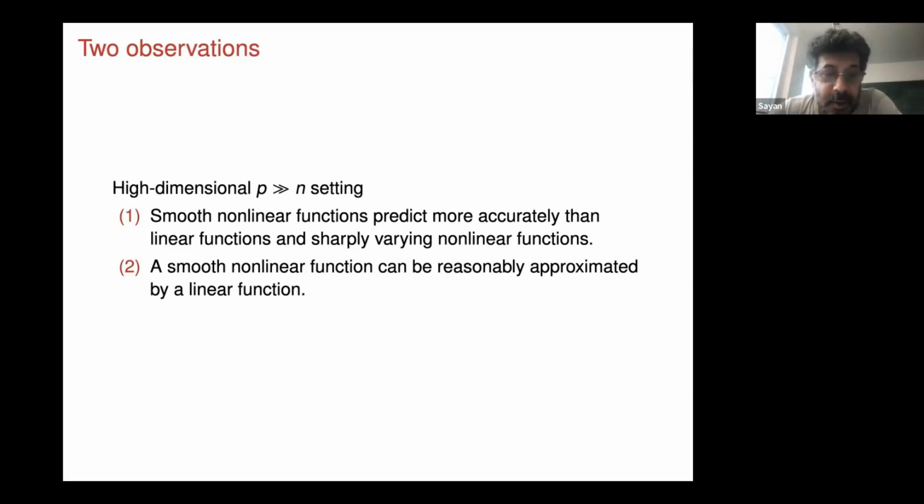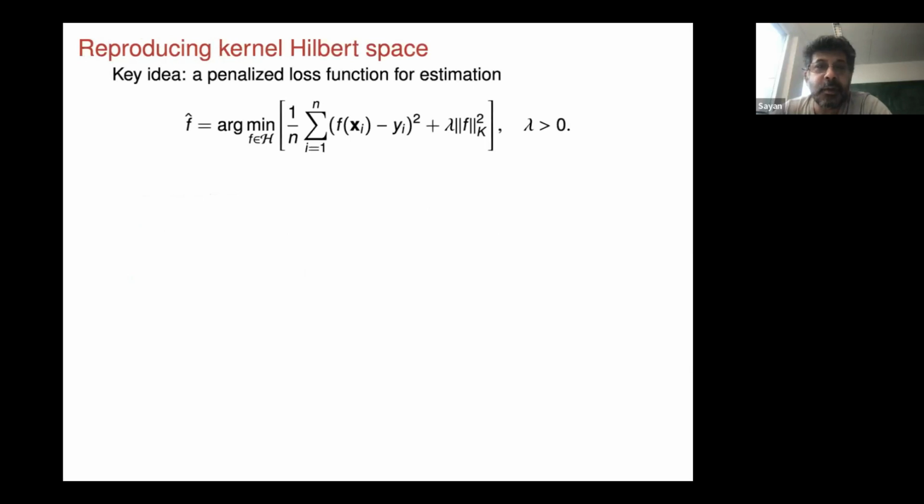Okay. And then point two, locally, a smooth nonlinear function can be reasonably approximated by a linear function. Okay, so let's start with a simpler example. This was an example that was popular for quite a while. You have some function space, H script, and you minimize the loss of F to Y, your predictive square loss, and then you penalize these functions in a very particular way. Here it's what's called a reproducing kernel Hilbert space norm.